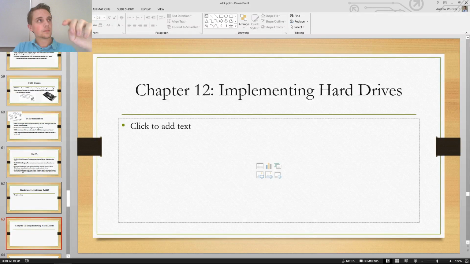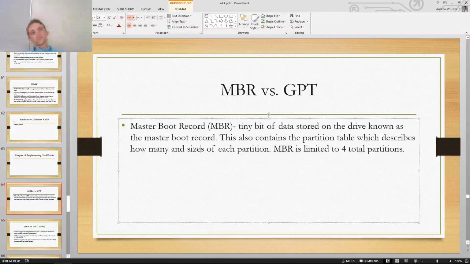So MBR is just a tiny bit of data on the drive, known as the master boot record. It contains the partition table and the sizes of each partition. The MBR is limited to 4 primary partitions. I forgot to put that in there. It's 4 primary total partitions. You can have what's known as logical partitions, but you can't install operating systems on logical partitions.